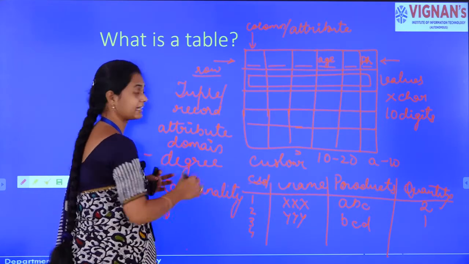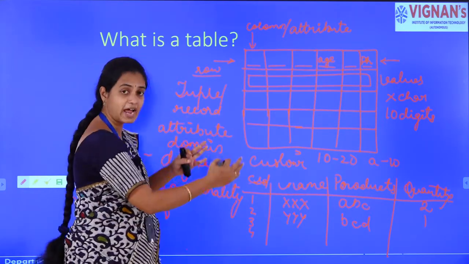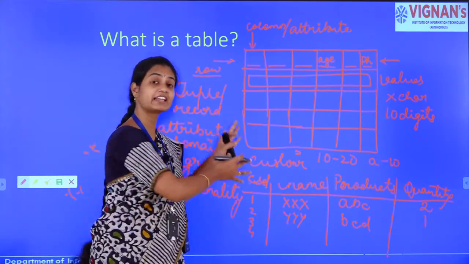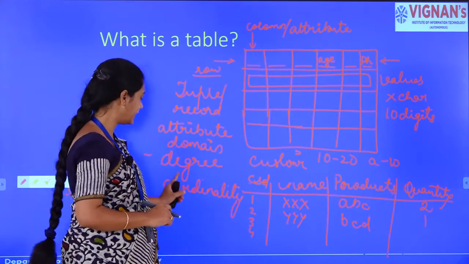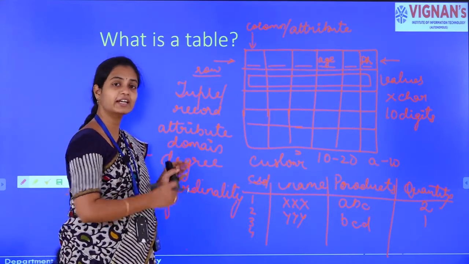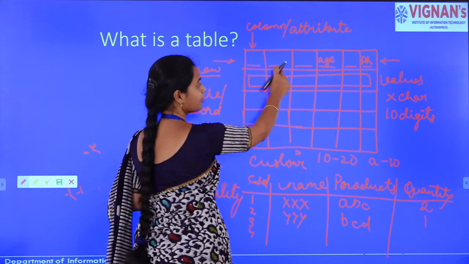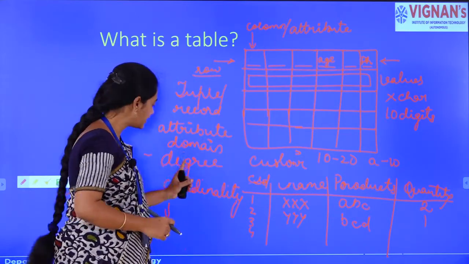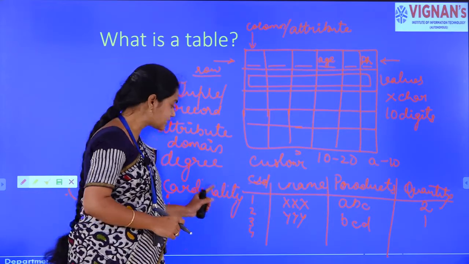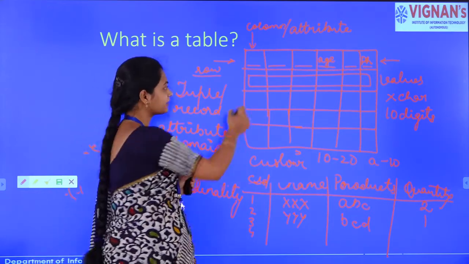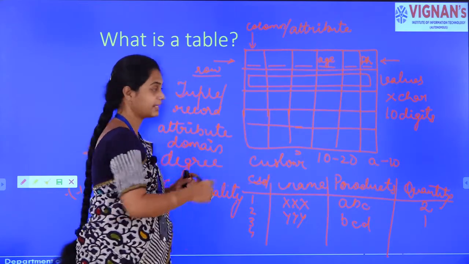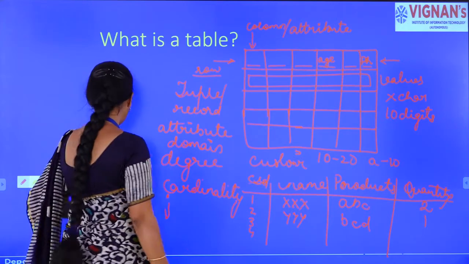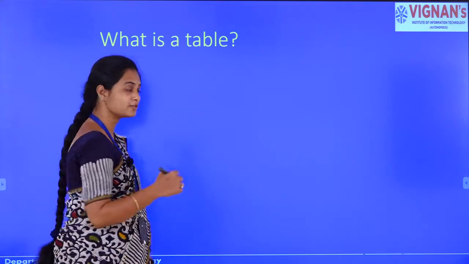So, degree is nothing but the number of attributes that we have added for an entity, for a relation. What is a degree? Degree is nothing but the number of attributes that we have given for a relation. And what is cardinality? Cardinality is nothing but the number of tuples. The number of tuples we have for a relation is nothing but a cardinality. We will see a small example here.